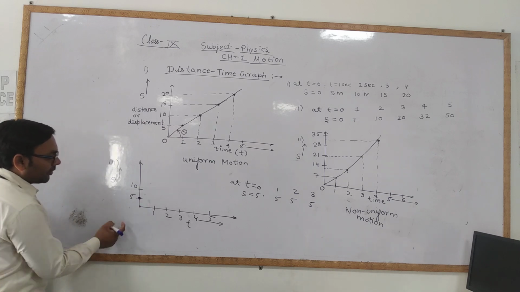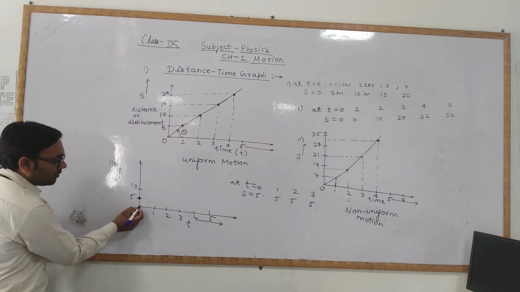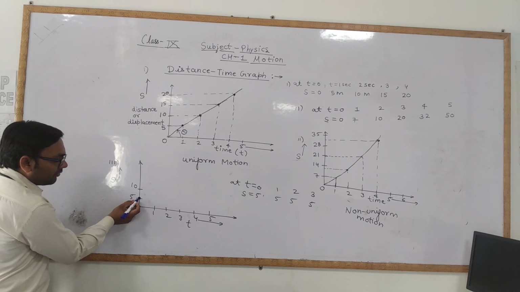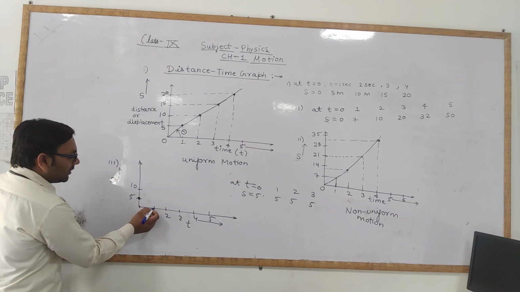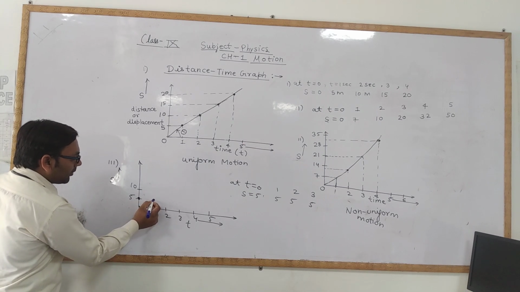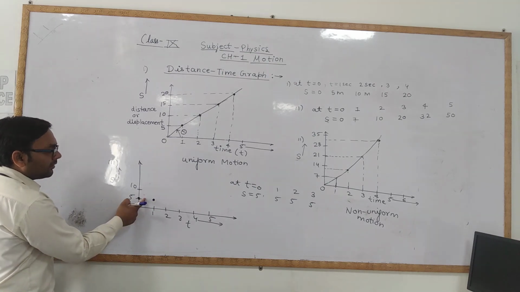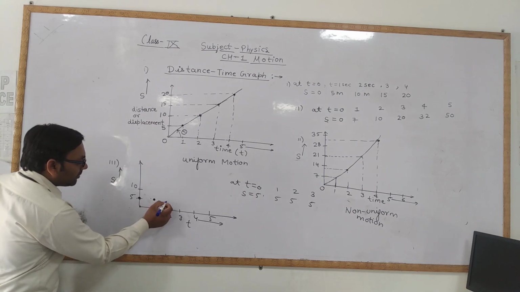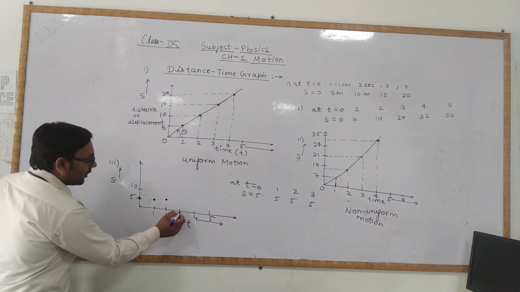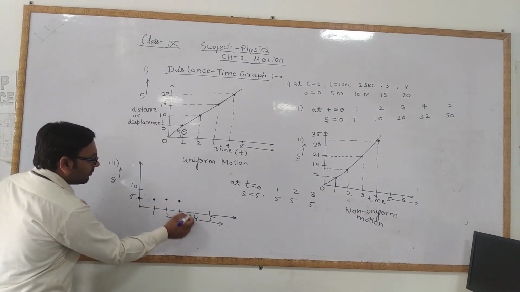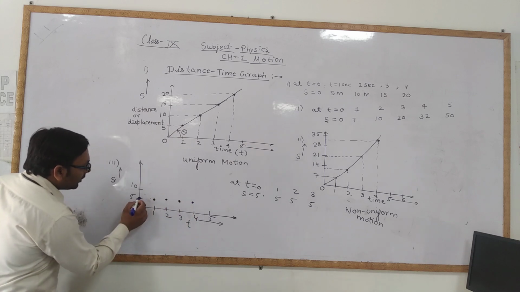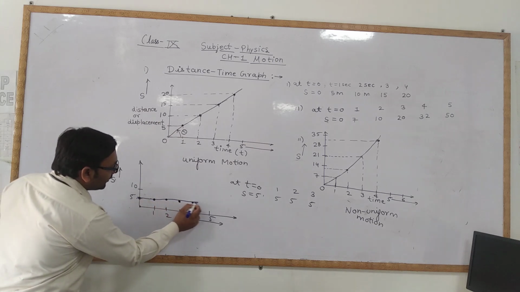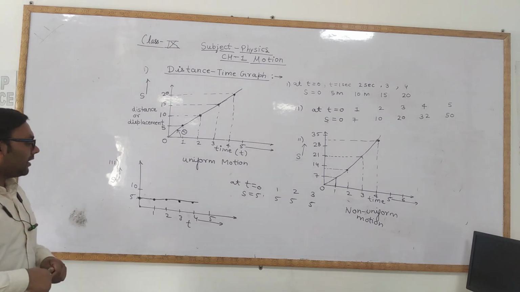So this will be our first point. That means at time t equals to 0, the displacement it has covered was 5. Now after 1 second, the displacement is still 5. So this point we will get, because the displacement will not change because the object is stationary. After 2 seconds, the displacement will remain the same, this point. After 3 seconds also, it will remain the same. After 4 seconds, it will remain the same. When you join all these points, you will get a straight line parallel to the time axis.